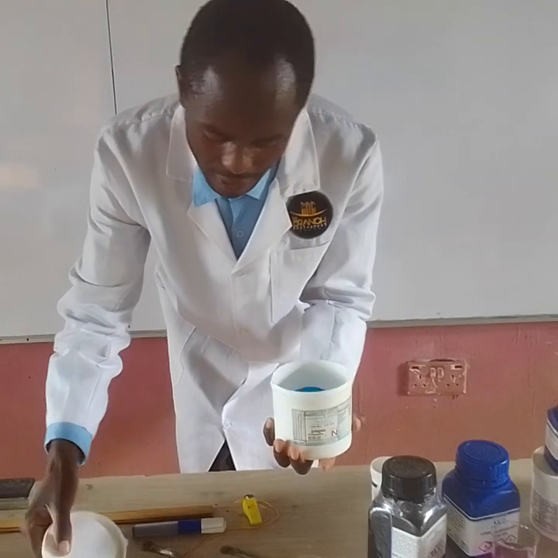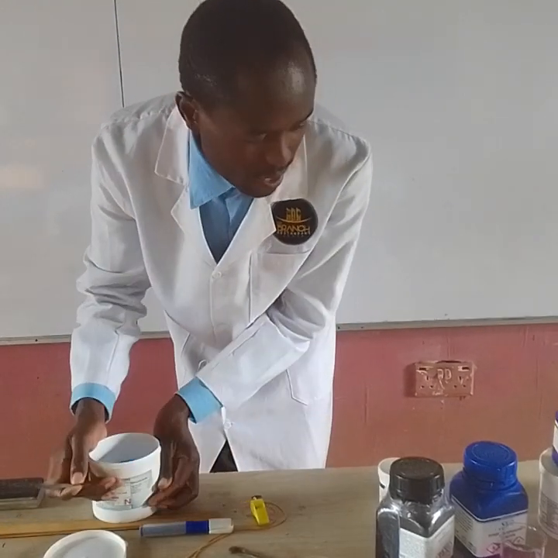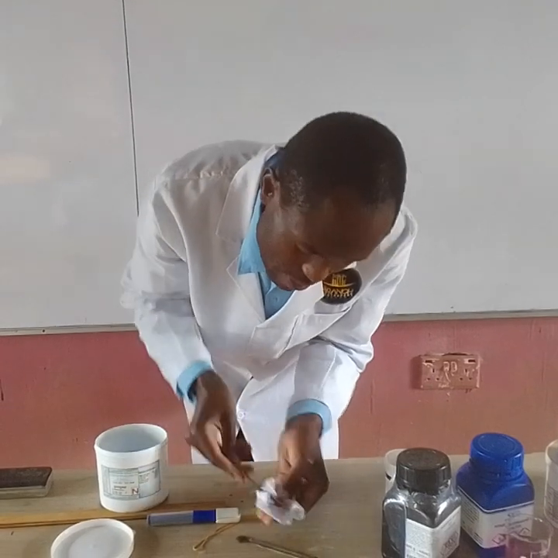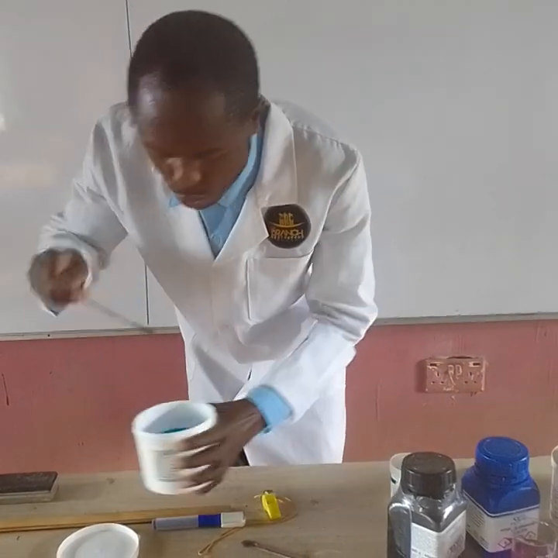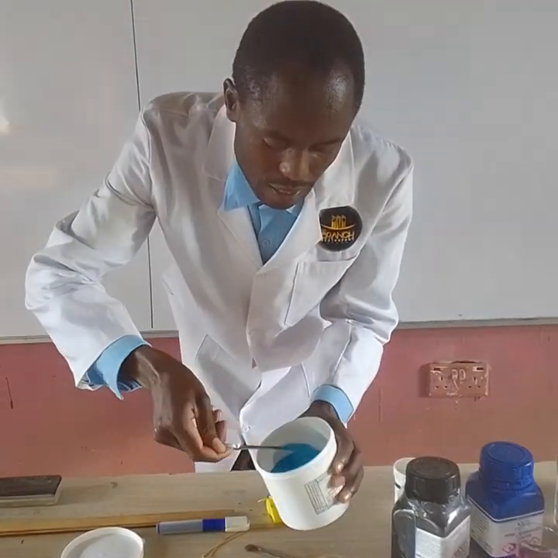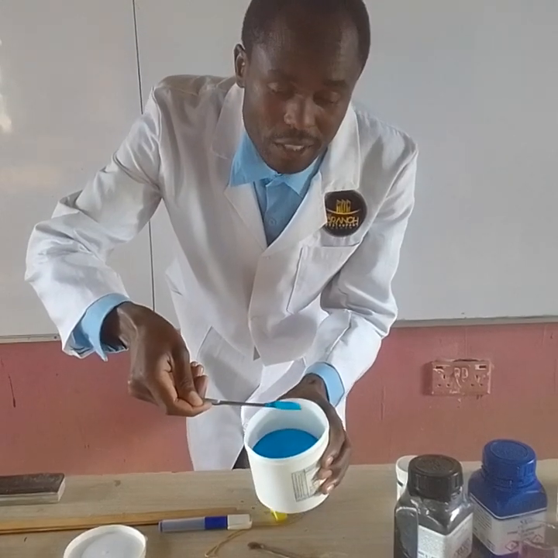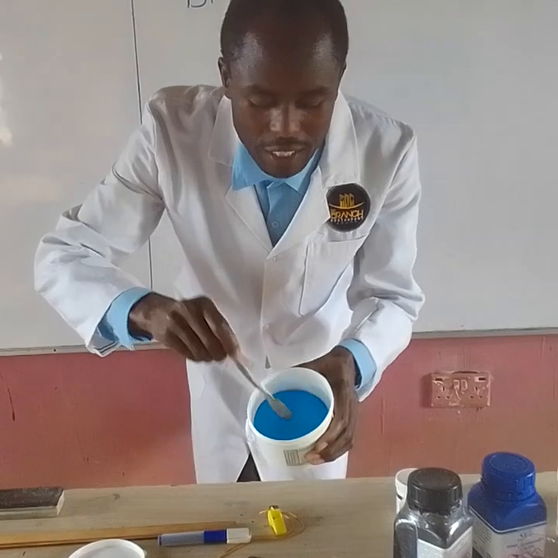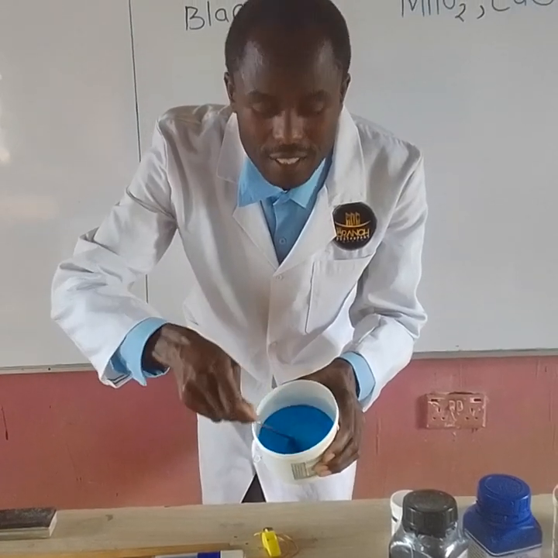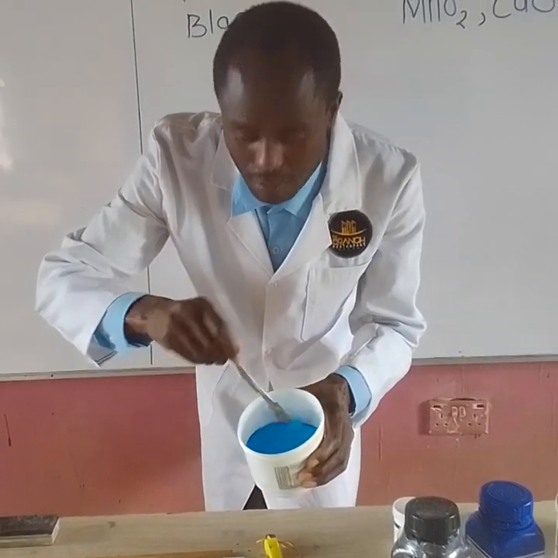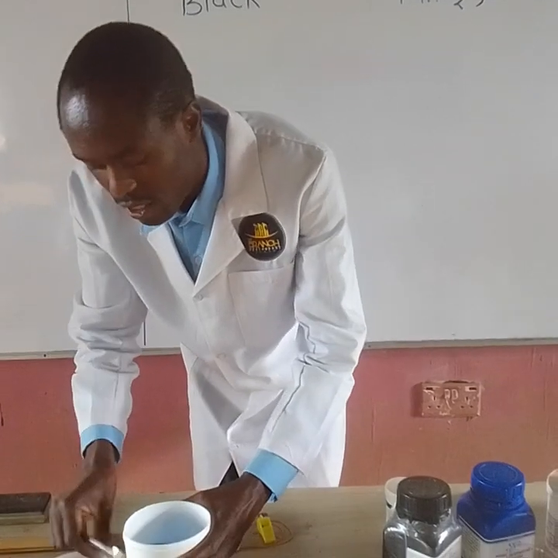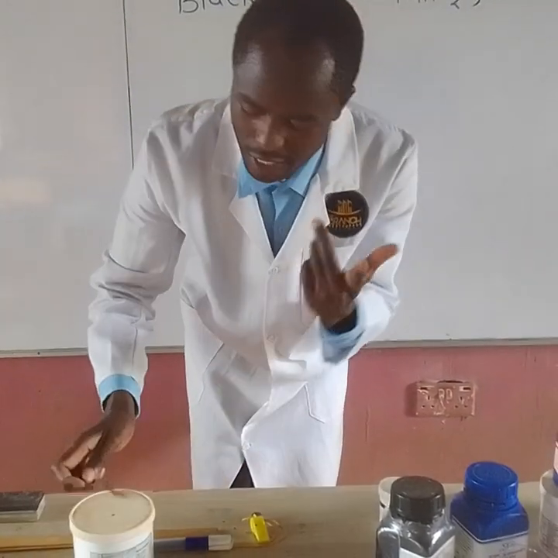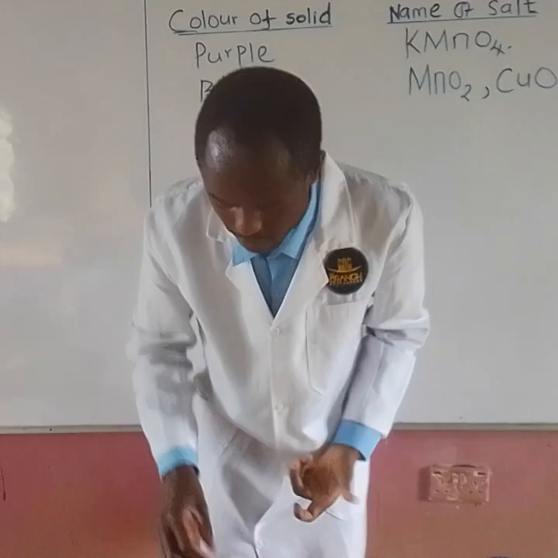I have to open. Then taking another clean spatula, my students, I have to scoop the salt on a spatula. What's the color? Blue. You can even check in the container. The solid is what? It is blue in color. Thank you. This is copper(II) sulfate, and it is hydrated copper(II) sulfate.